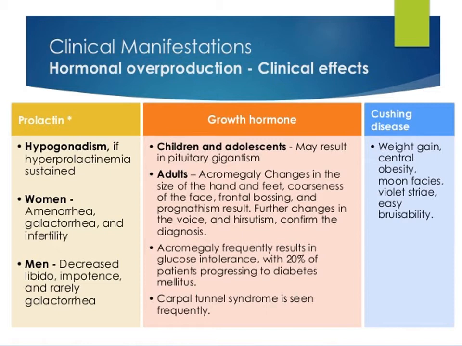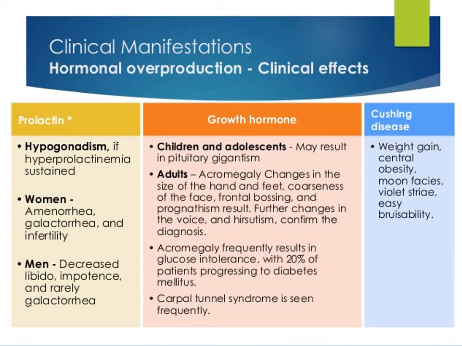in which there is change in size of hands and feet, coarseness of face, frontal bossing, and prognathism. Further changes in the voice and hirsutism confirm the diagnosis. Acromegaly frequently results in glucose intolerance, with 20% of the patients progressing to diabetes mellitus. Carpal tunnel syndrome is also seen in these patients.